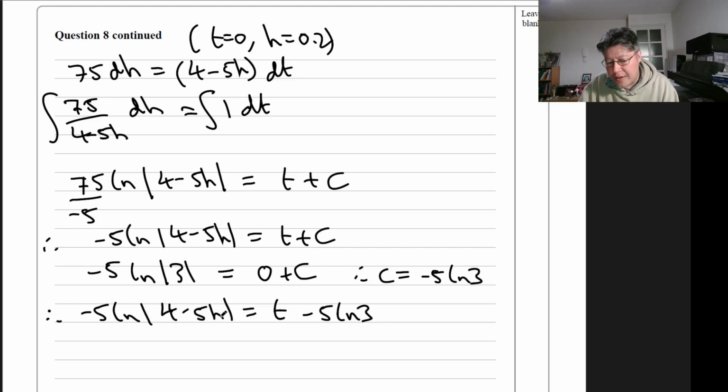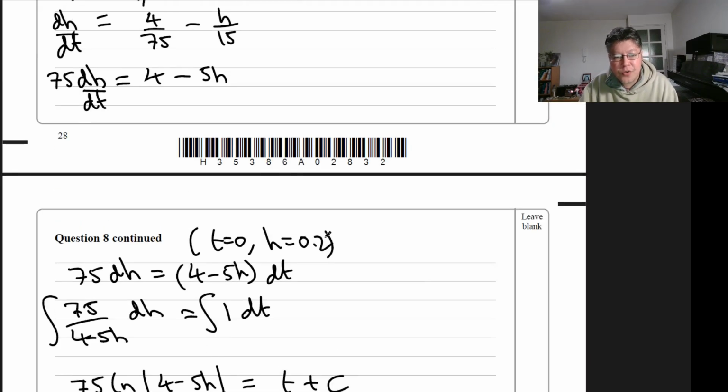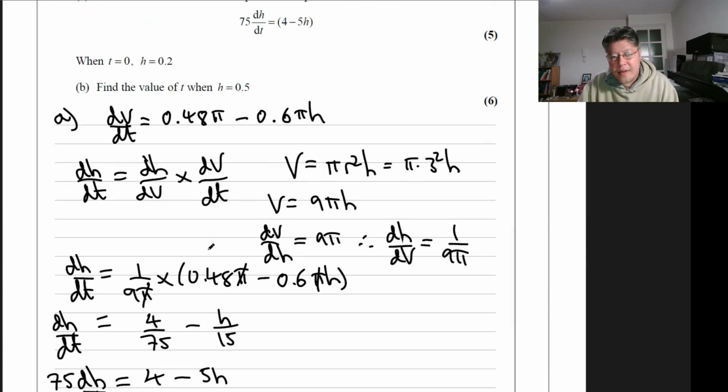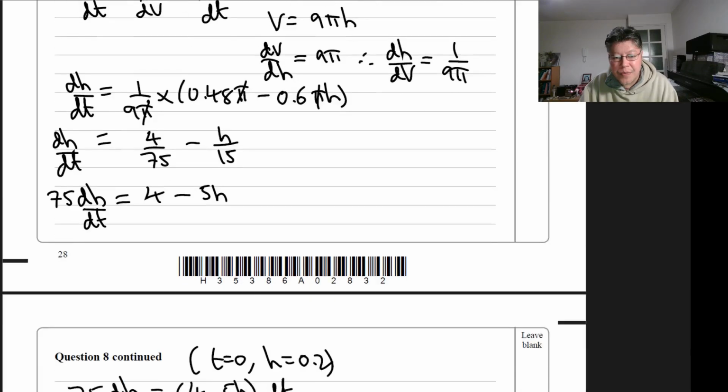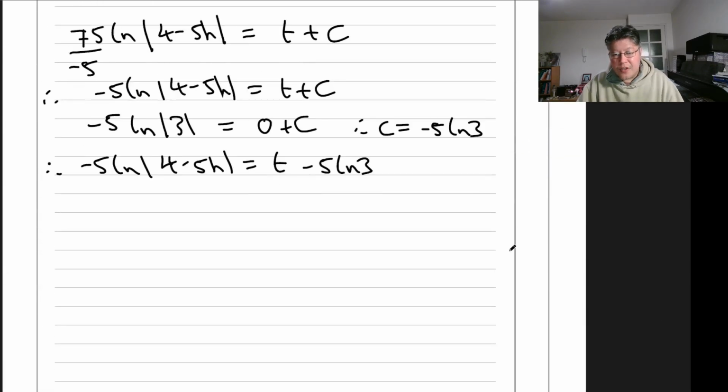And we don't need to actually make h the subject. We don't need to solve this for h. We just need to work out t when h is 0.5, so we can just plug 0.5 in straight away and rearrange it for t. So we're told that h equals 0.5, and we're going to sub that in. So we get minus 5 ln, and let me plug 0.5 in here with the calculator. So that's 4 minus 5 times 0.5. That's 3 over 2.